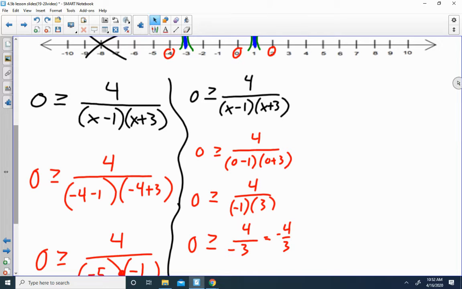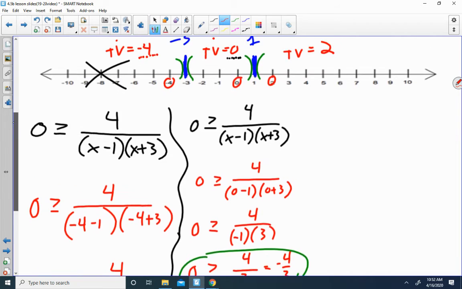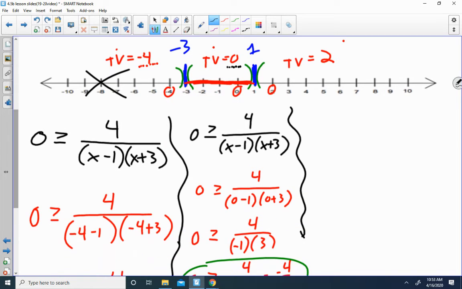And of course, 0 is bigger than a negative number, which means we're good to go, because 0 is bigger than any negative number. So the second interval passes, which means we can shade. So the second interval will be part of our final answer. One more interval to test out. Okay, so again, 0 greater than or equal to 4, x minus 1 times x plus 3.